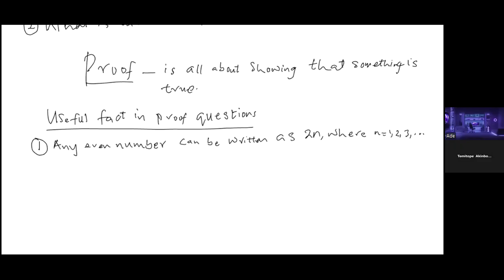So any even number can be written as 2n in a generalized form, where n is any positive integer. So you see that when you substitute different positive values of n, the numbers you obtain will always be even numbers. Even numbers are numbers that are divisible by 2. Is that clear? Yes, sir.